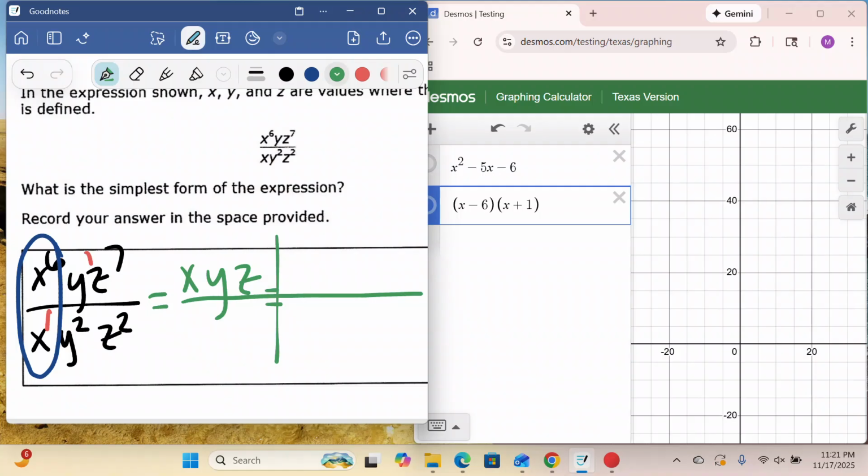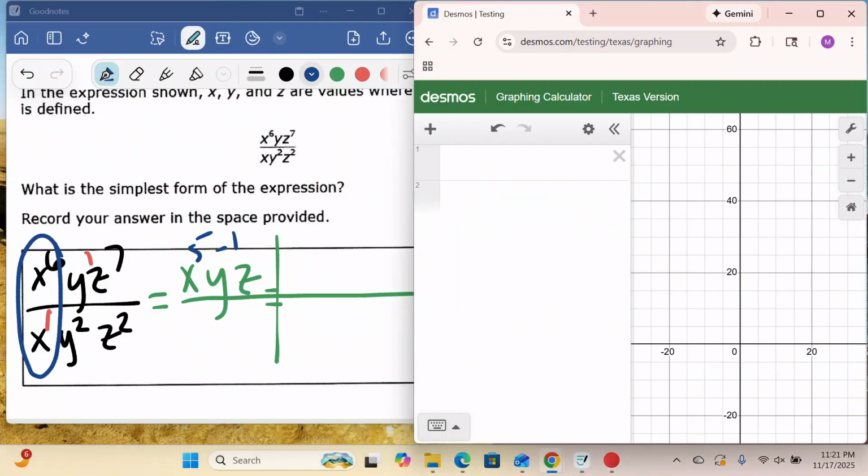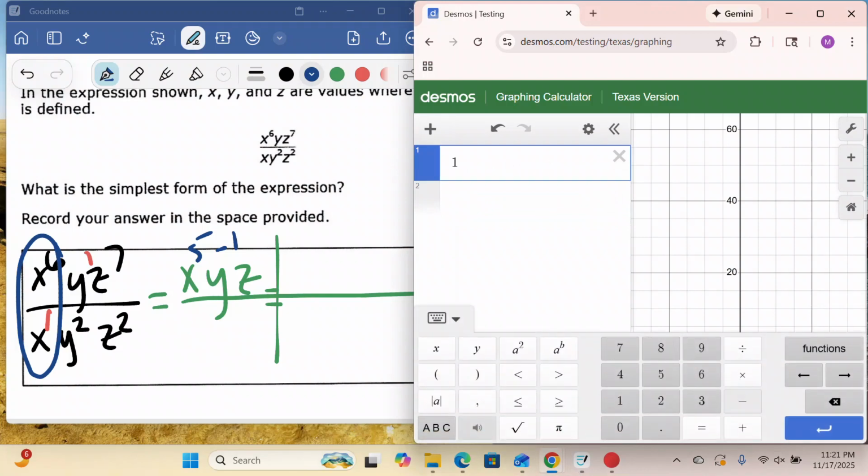So again, 6 minus 1 on the x's. 6 minus 1 is 5. If I look at the y's, 1 minus 2 is negative 1. If you don't believe me, all you have to do is input it into Desmos, and I do 1 minus 2.